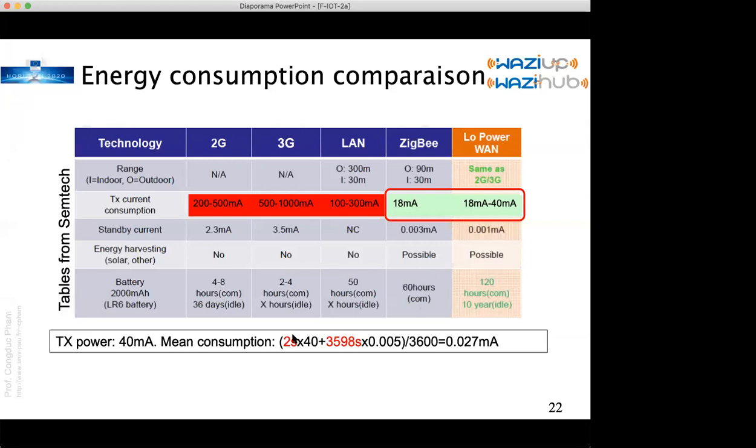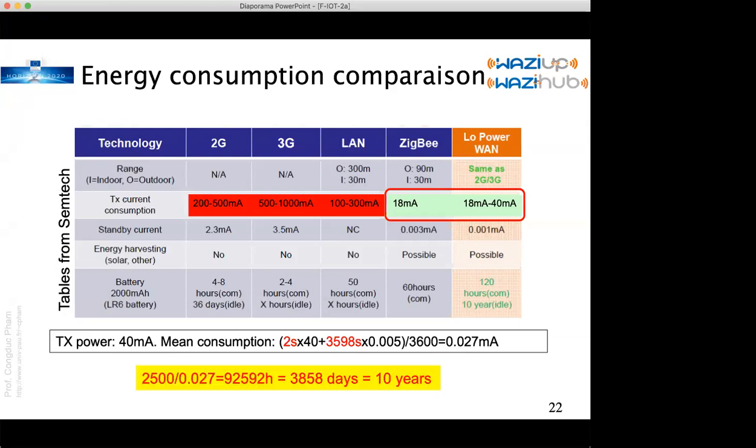So instead of having to wake up for 8, you can shorten your time to 2 seconds here. So you're consuming 400 milliamps between 2 seconds and then the rest of the time you're in sleep mode. So we ended up with a much smaller energy consumption per hour, okay?